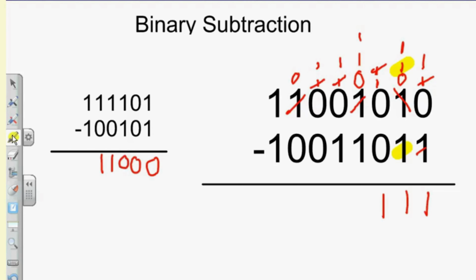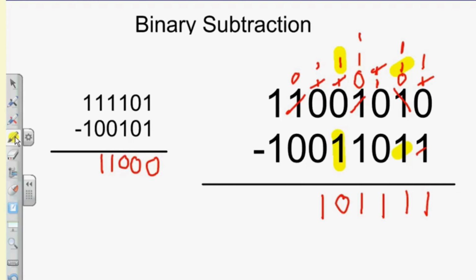And the next column we have the 1 minus the 1. So we have a 0. Then we have a 1 minus 0. So we have a 1. A 0 minus 0 is 0. 1 minus 1 is 0. So we don't even really need those 2 zeros, and there's our answer.